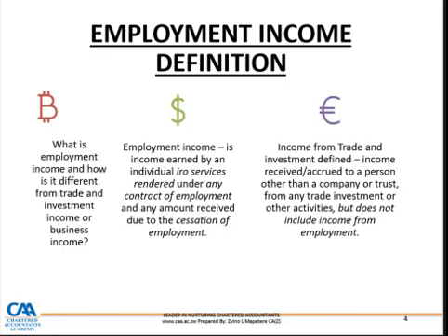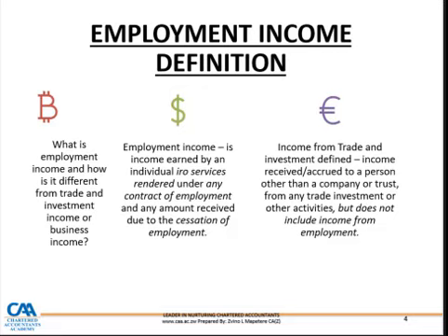Firstly, what is employment income and how is it different from trade and investment income? To understand this, we'll need to look at the definitions as covered by the legislation. Employment income is defined as income earned by an individual in respect of services rendered under any employment contract, and also includes any amounts that are due to the cessation of employment. This can be found under Section 81B.